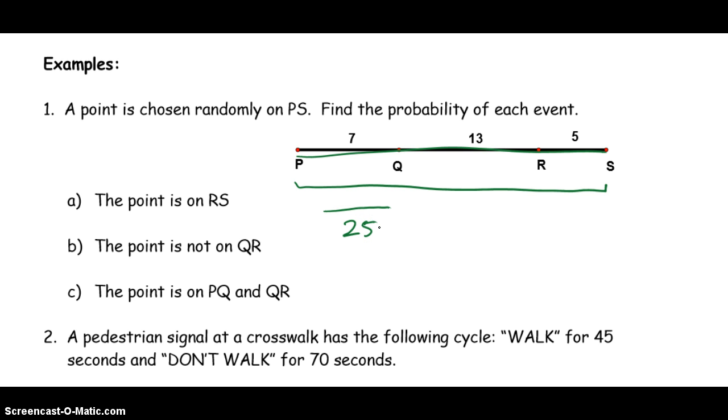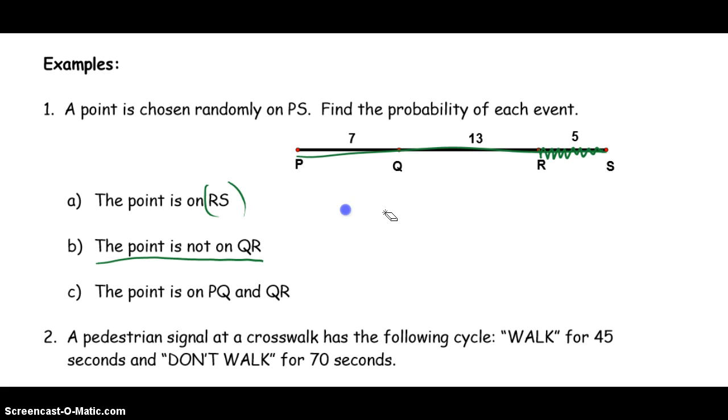Okay, now to get the theoretical probability, we need to know the number of ways to get the desired result. In other words, how long is RS? Well, this right here is RS, and it's 5, so 5 out of 25, which actually simplifies to 1/5. So that was pretty easy. That was A.